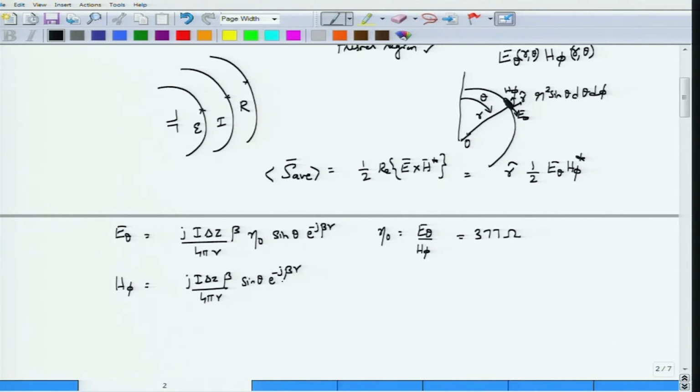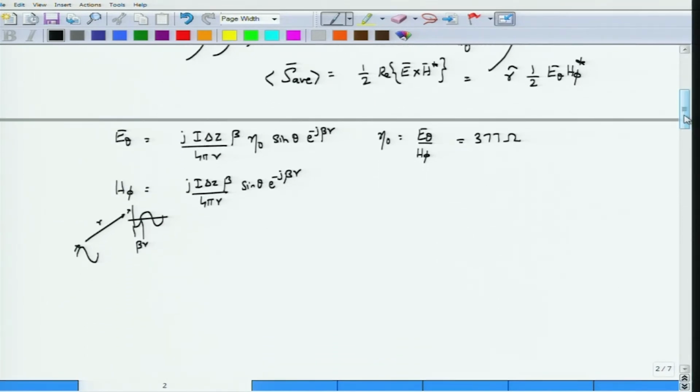Remember, this e power minus j beta r is the phase retardation. So, if this is a cosine wave that is changing at the antenna terminals, at this point which is radius r away, it would be a cosine or a sine wave, but with an extra phase. This extra phase is the result of the fields taking some time to go from the antenna output terminals to the point where you are observing them. So, this is the phase factor and these fields are actually retarded fields.